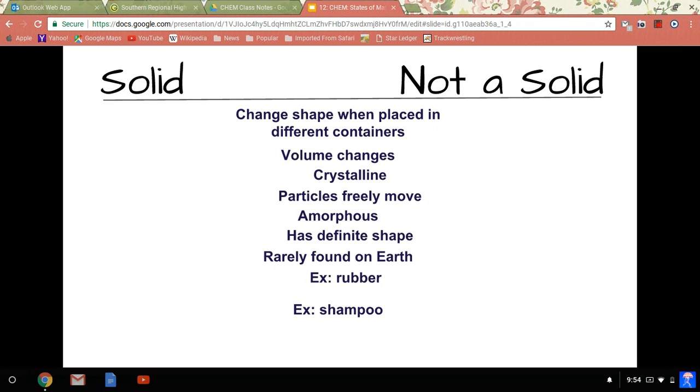Take a minute, you can pause the video if you need to, to arrange these properties into something that describes a solid and something that does not describe a solid. You're going to do this on your note sheet.